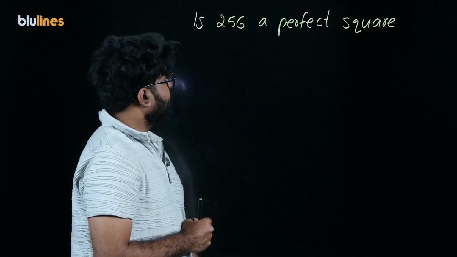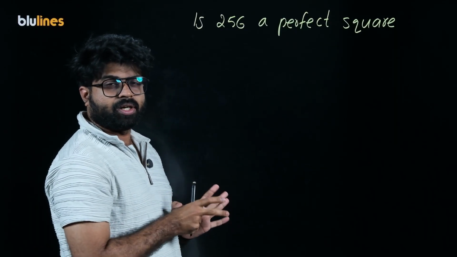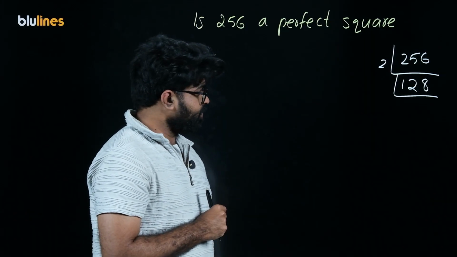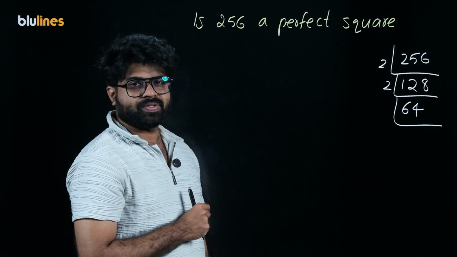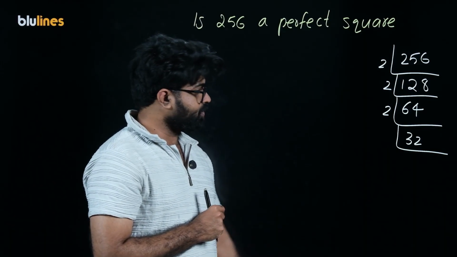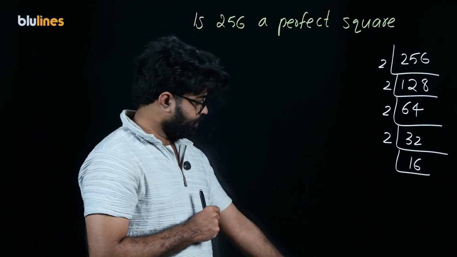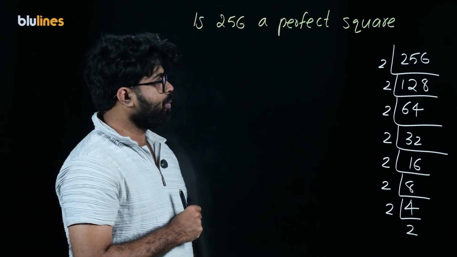Next we can see, the next one is 256. Is it a perfect square? We can check it by the method of prime factorization. So 256, on division with 2 we have 128. Again on division with 2 we have 64. Again on division with 2 it is 32. It's divisible by 2, it's 16. Next it is 8. It is 4. It's 2. Now how many 2's are there?